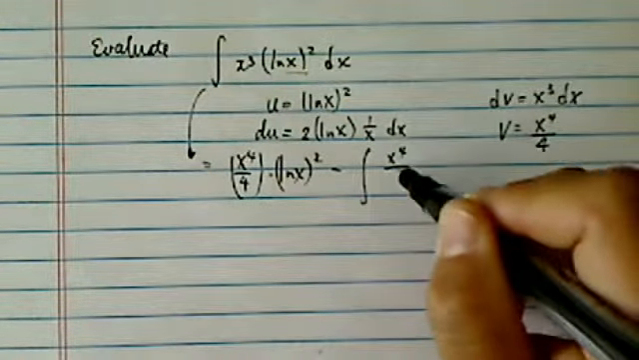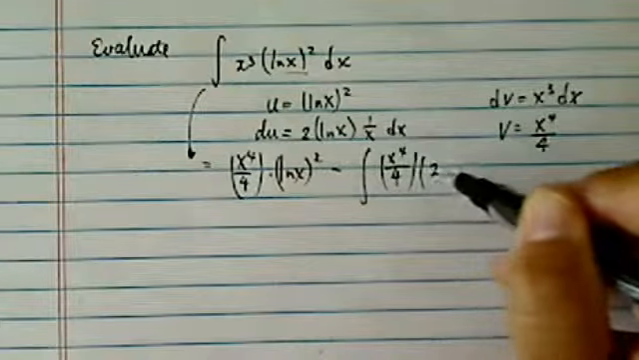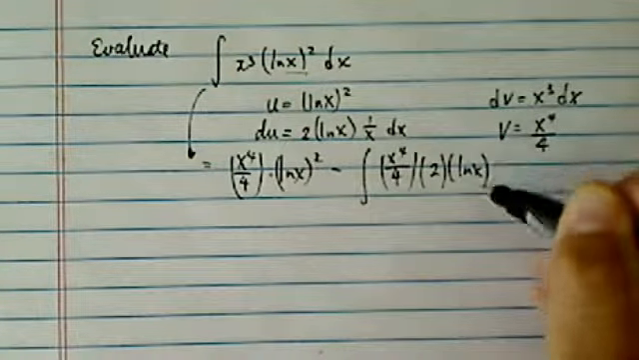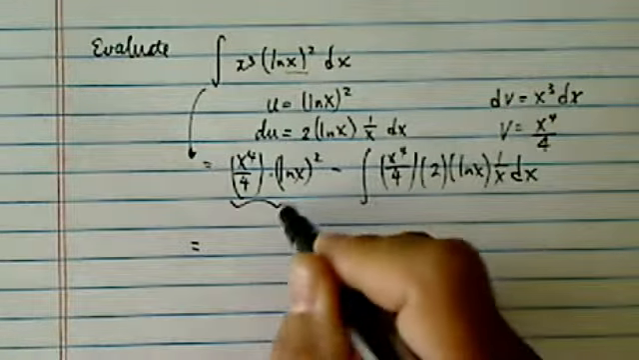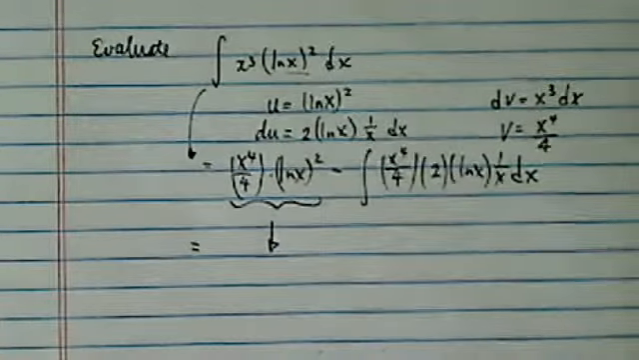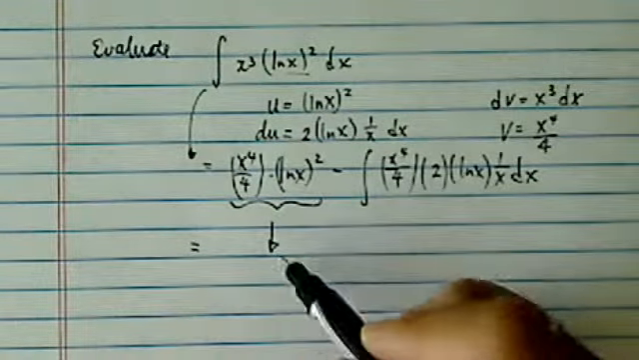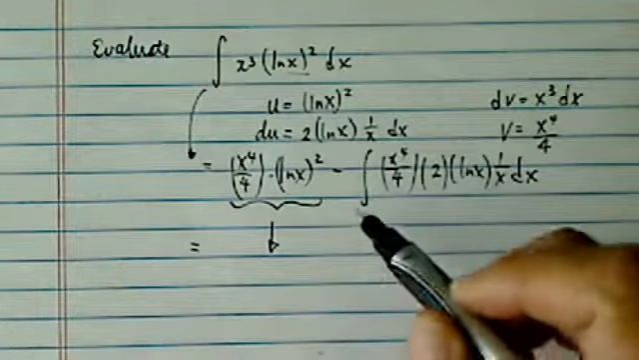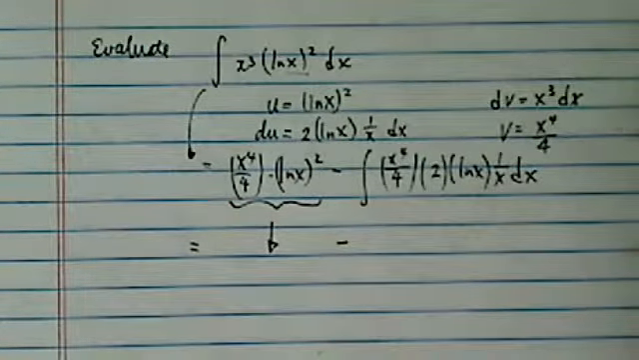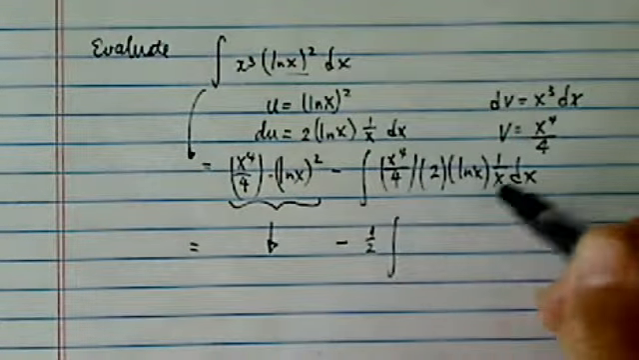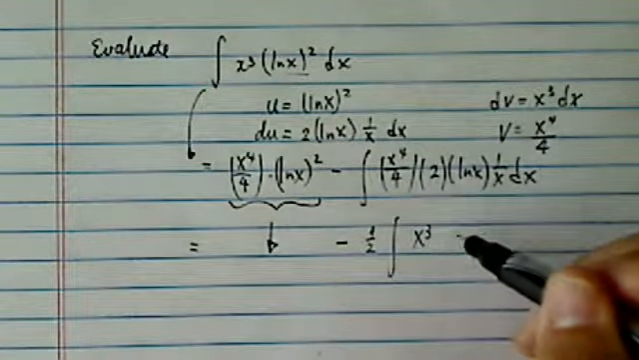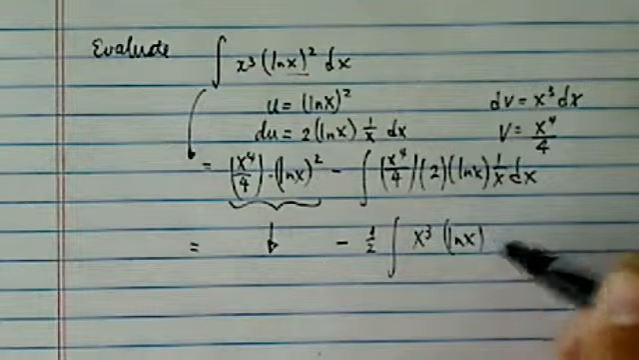x to the fourth over 4 times du, 2 natural log of x, 1 over x dx. Oh boy, it's a messy thing. Now on the test, I encourage my students to put an error here so that you don't waste time keep on writing it. Number one, you may make a mistake. Number two, it takes forever. All right, so we have a half over here. This one cancels, it's x to the third natural log of x dx.